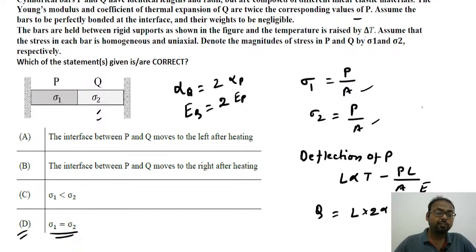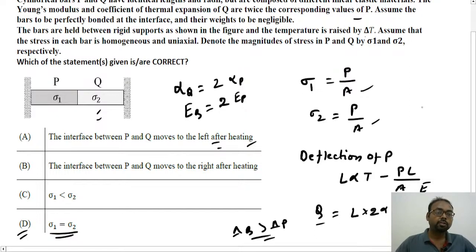So what we can see is that the deflection for Q here is more than the deflection value for P. That is why we can say option number A will be right. Because the deflection of Q is more, this bar will move towards the left after heating. So this will be another correct option for this.